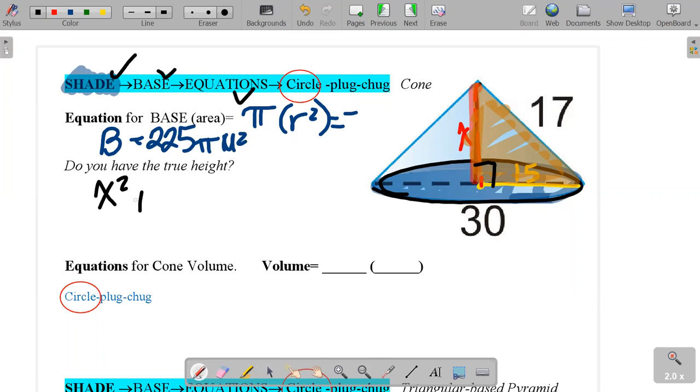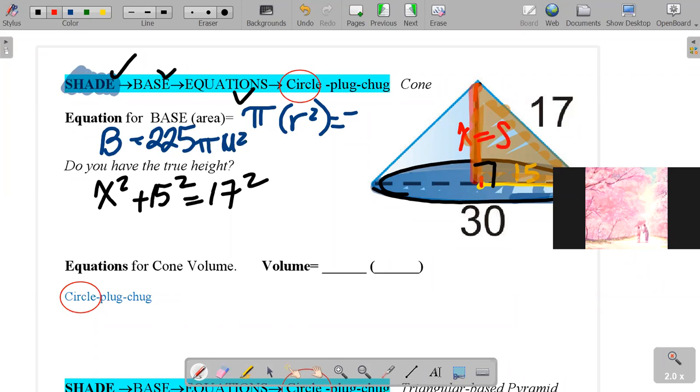Okay, Enzo, how do we solve for X here? Okay, so we should have X squared plus 15 squared equals 17 squared. Students, if you did not do that, you're now working in a different colored pen and showing your work for that. Keaton, do you have the value of X, sir? It's 8. 8 is correct.